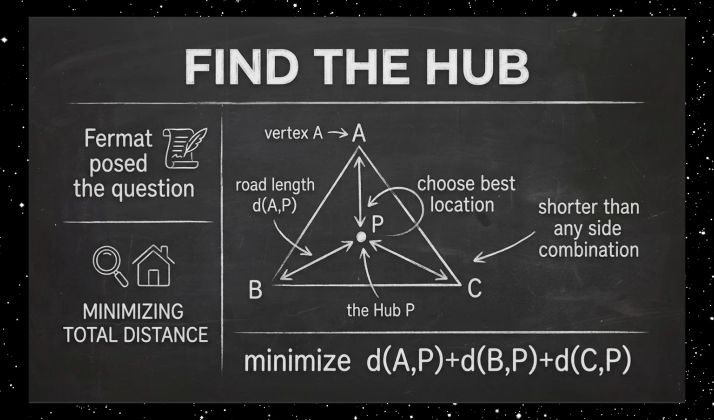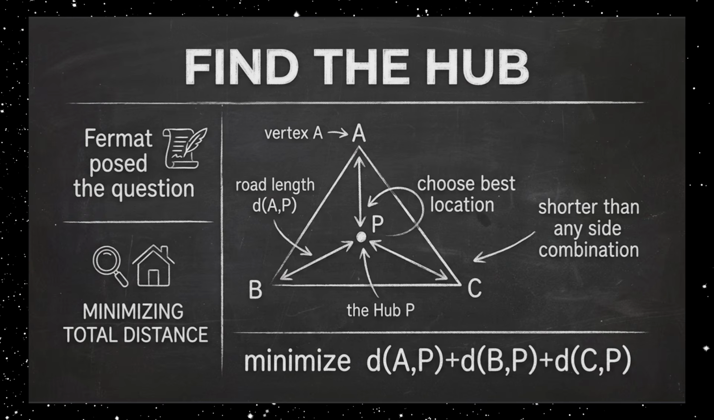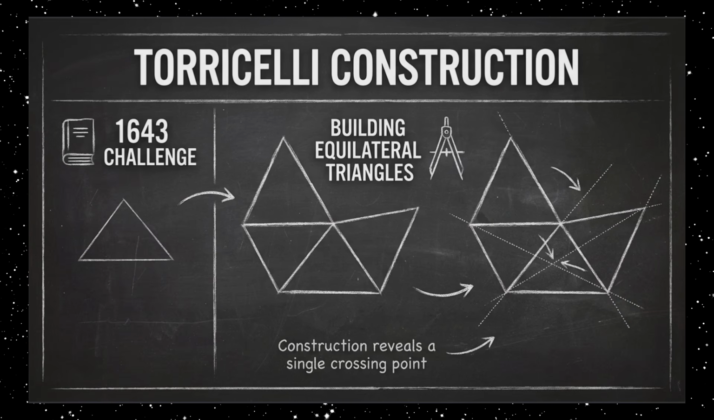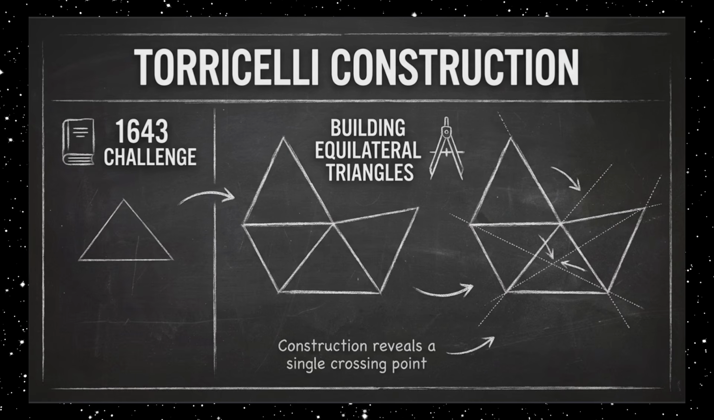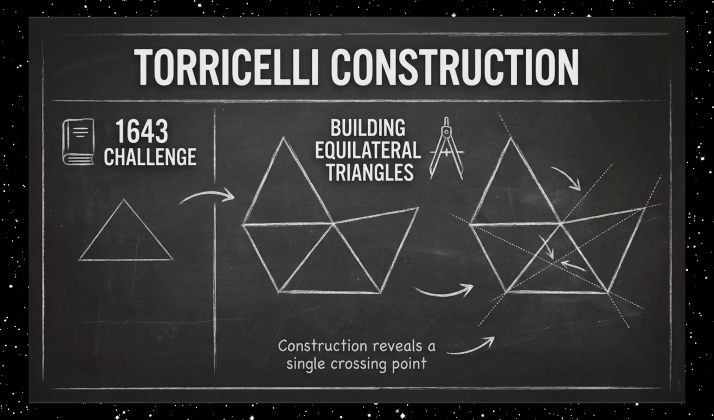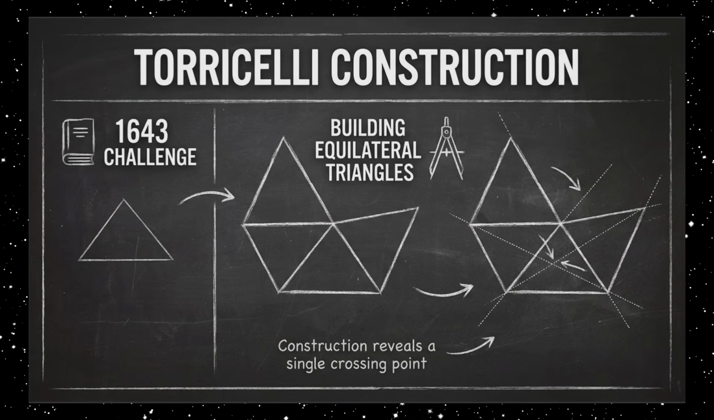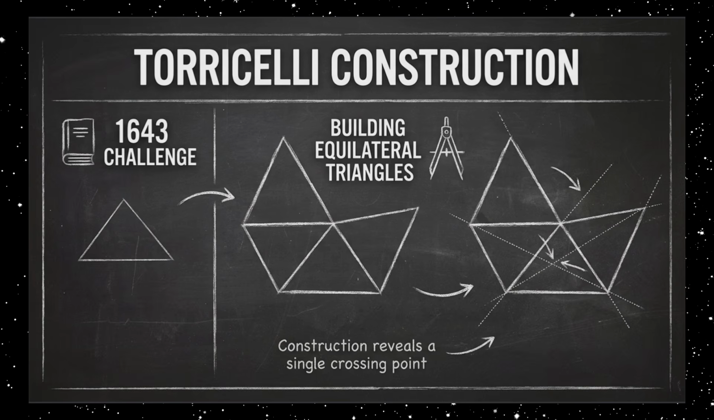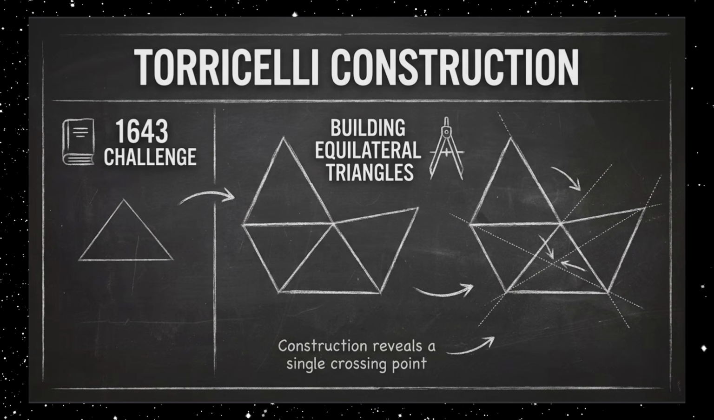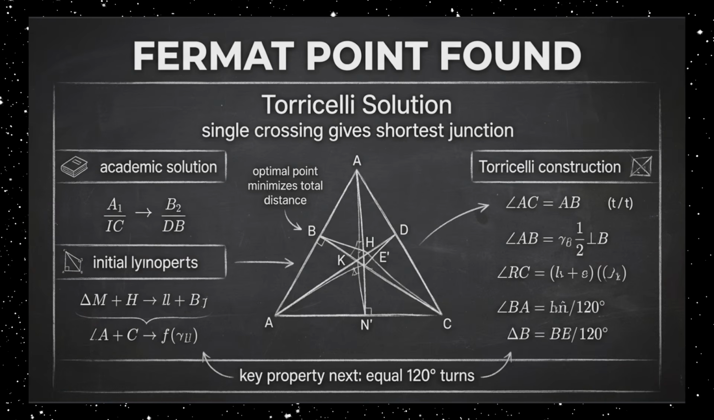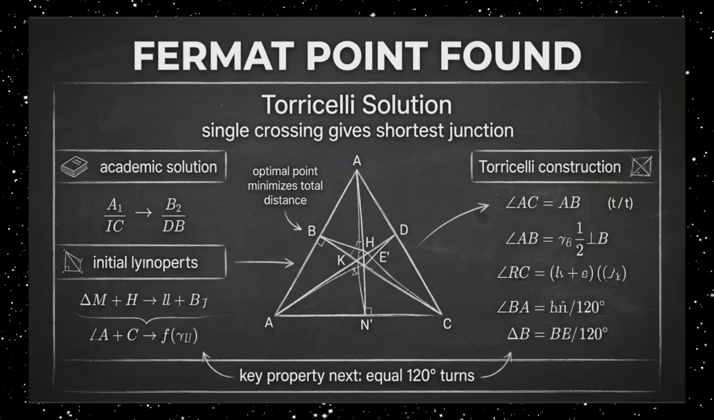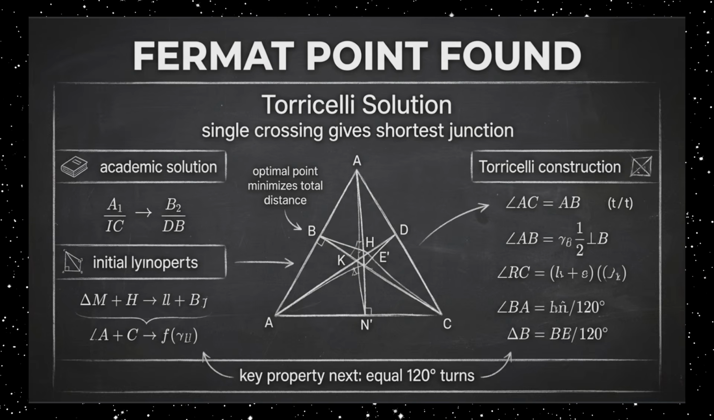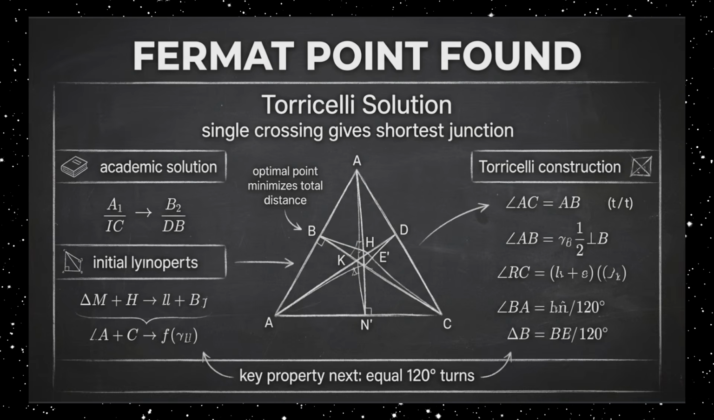This is a problem that goes all the way back to Pierre de Fermat, the great French mathematician who posed it around 1643. He didn't solve it himself. He sent it as a challenge to the Italian mathematician Evangelista Torricelli. And Torricelli, a brilliant man who also invented the barometer, figured it out. He constructed equilateral triangles on 2 sides of the original triangle, drew lines from the new vertices to the opposite corners, and found that those lines crossed at a single point. That point is the optimal junction, the one that minimizes the total distance to the 3 towns.